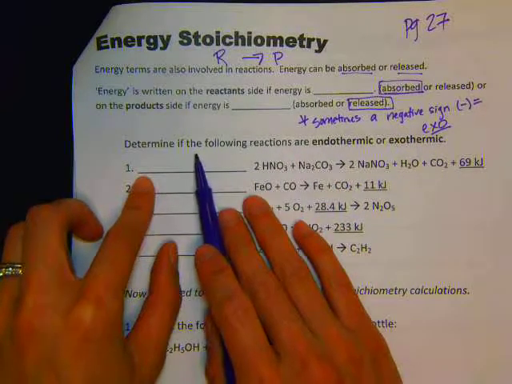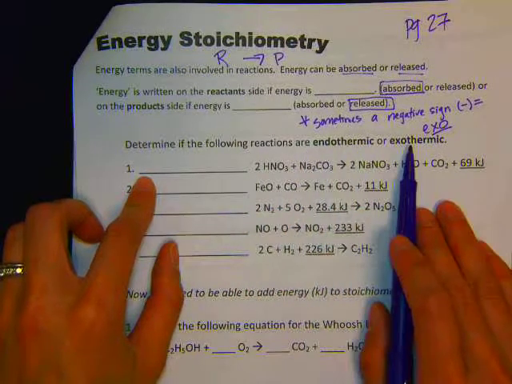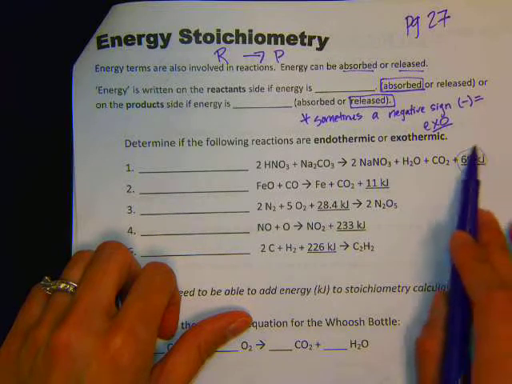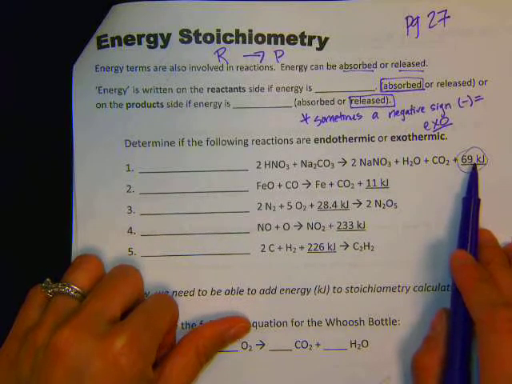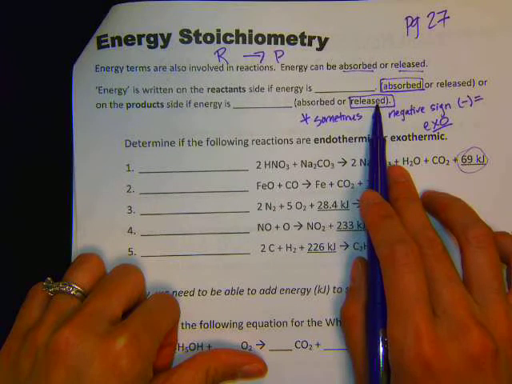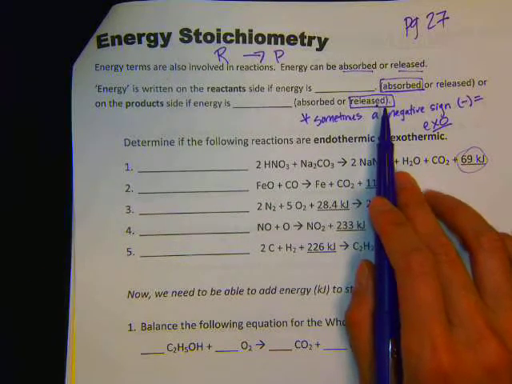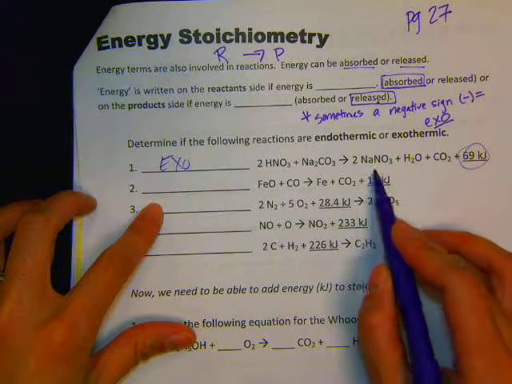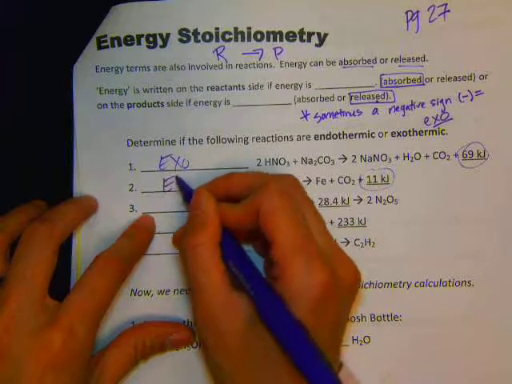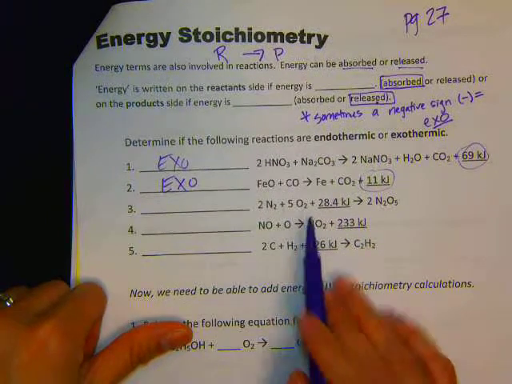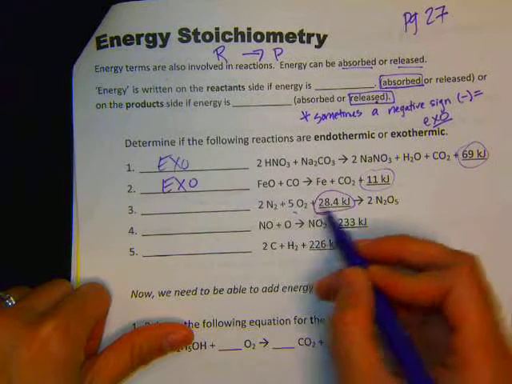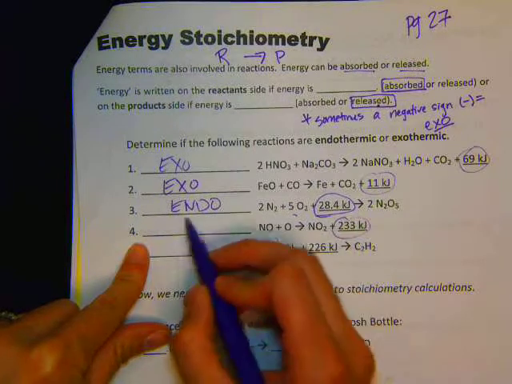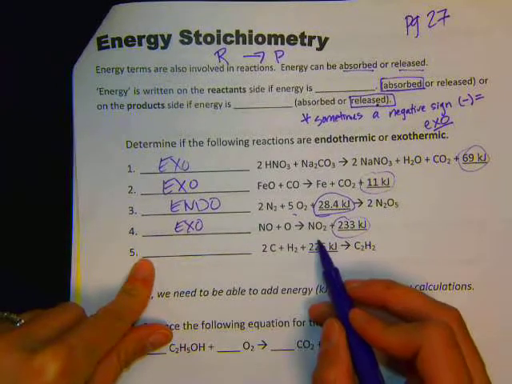So again, determine if the reactions are endo or exo. We see the energy, so this is the energy, the kilojoules. Is it on the reactants or the products? So that means it's released, which is, if something is released, it's going out. It's exo. Now, this energy again on the products is exo. Endo, on this side, exo, on the reactants.